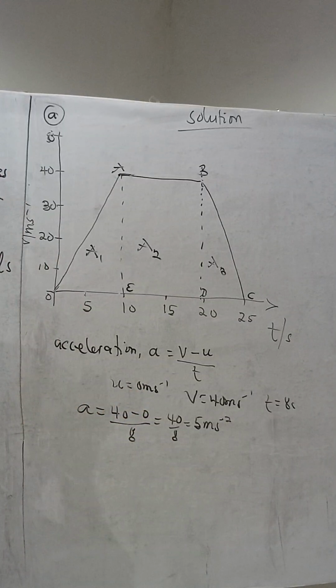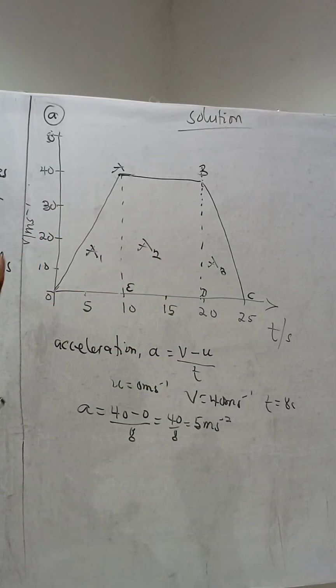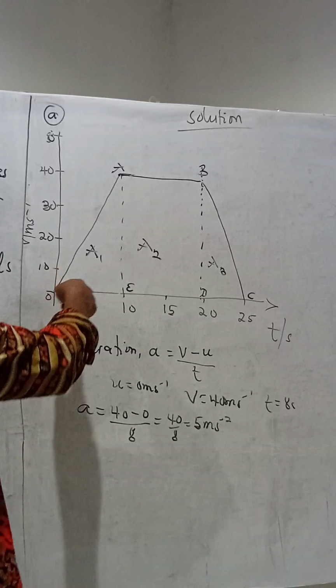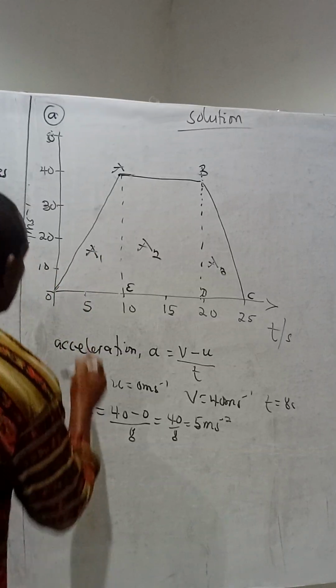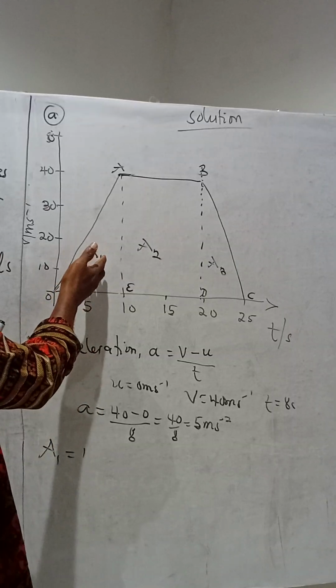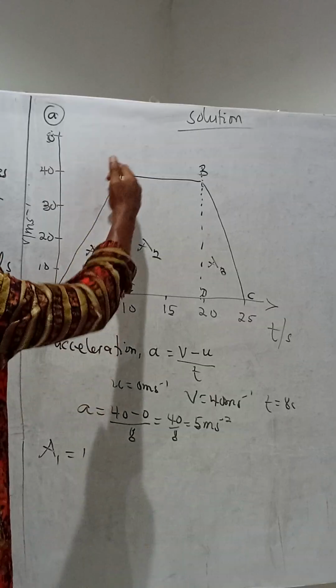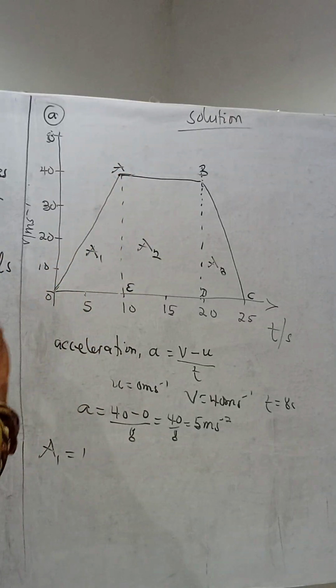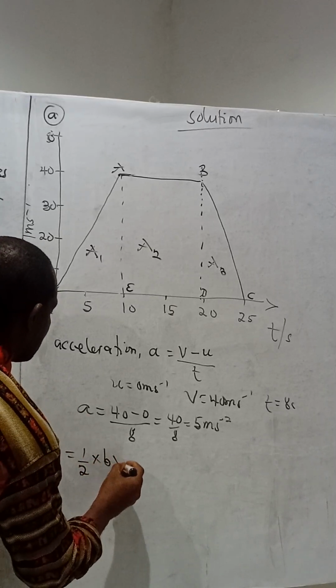In fact, that is one method. When we finish, I will use another method to find the total distance. So let us use first area 1, and area 1, if you observe, is a triangle OAE. Once it is a triangle, its area is found by saying half times base times height.